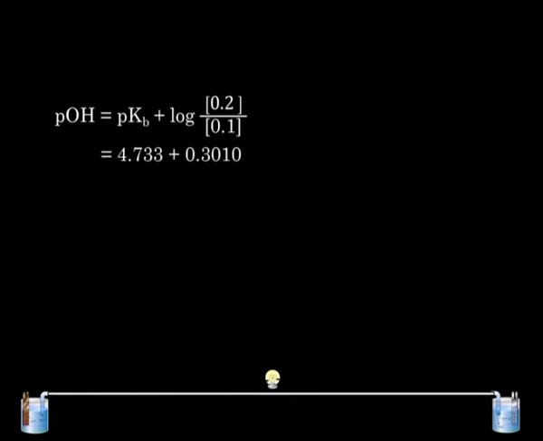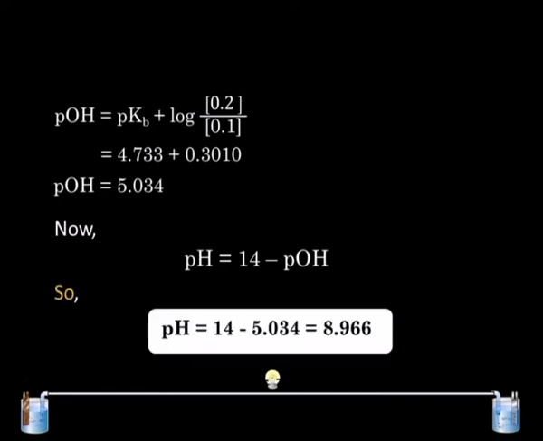Therefore, pOH will be equal to pKb plus log 0.2 divided by 0.1 and we will get 4.733 plus 0.3010 and the pOH in this case will be equal to 5.034. Now, pH we know is equal to 14 minus pOH and therefore, the pH of the solution will be 14 minus 5.034 is equal to 8.966.